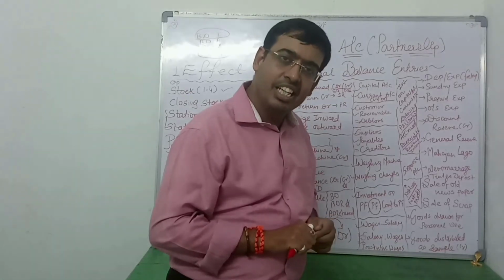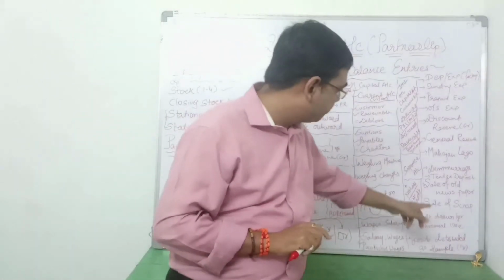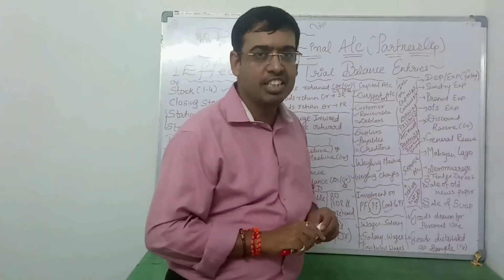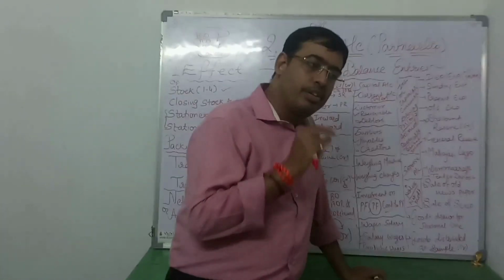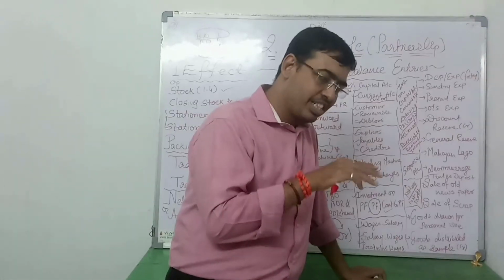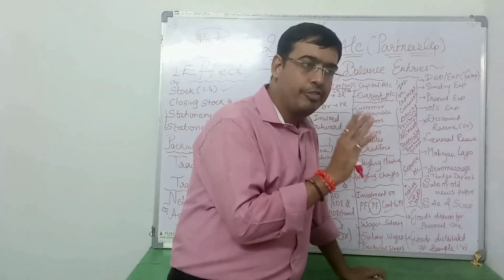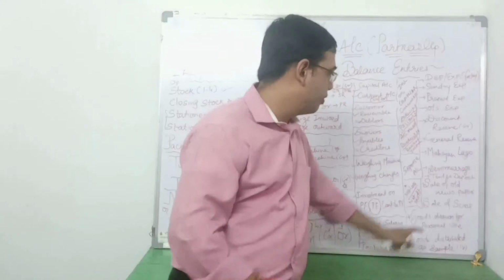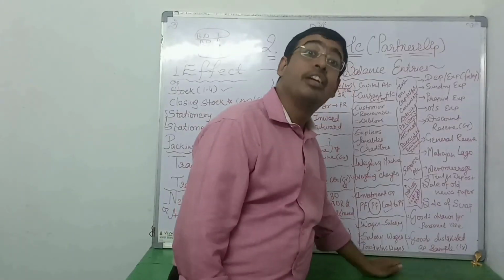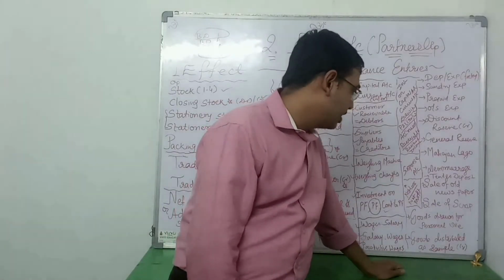Now, sale of old newspaper. Obviously, it is indirect income, so P&L credit. Sale of scrap. Scrap is what remains of finished products, so scrap will be written on the trading account credit side.